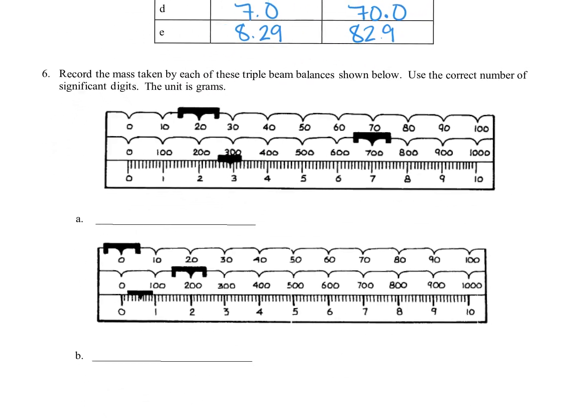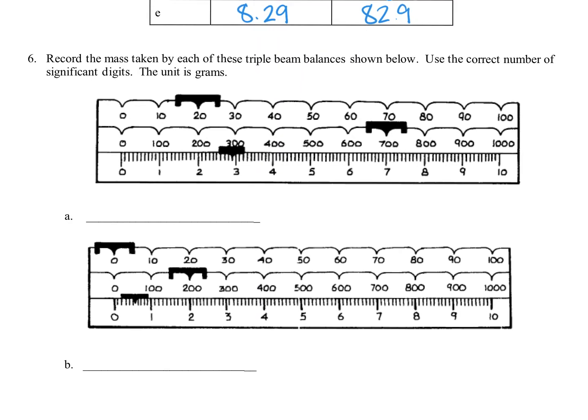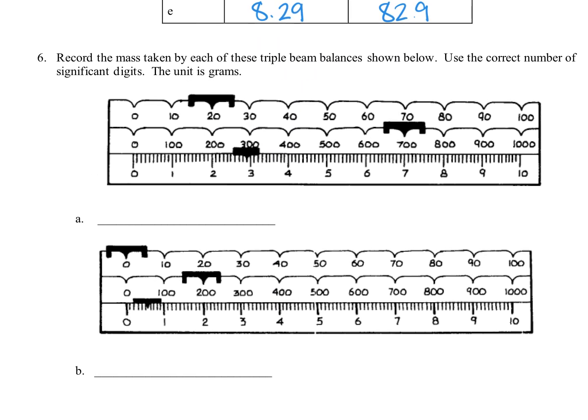So the last section is just some triple beam balances. The way that triple beams work, do you see how 100 is in the middle? So how many hundreds is this one? 700, right? So 700, and then it's 20 something. So it'll be like 720 something. So we're only measuring this line.